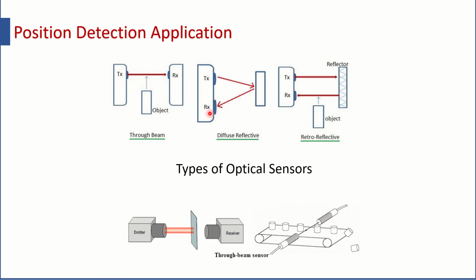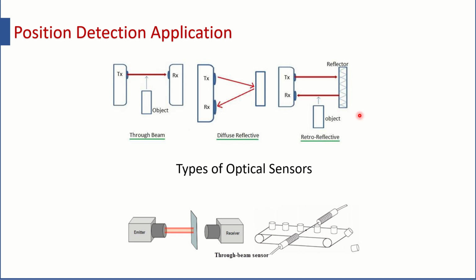You can understand one thing very clearly, that in order to work with a diffuse reflective sensor, you cannot have a very large range. If the range is very large, that may go out of the range of the transmitter. So when you are trying to apply a diffuse reflective sensor for a certain purpose, please know what the range of that sensor is.